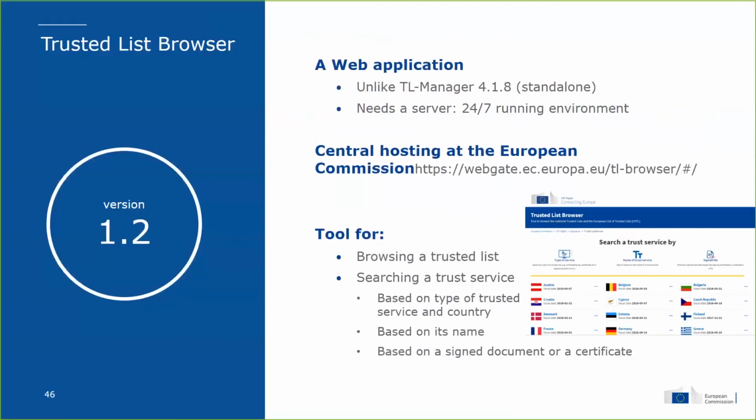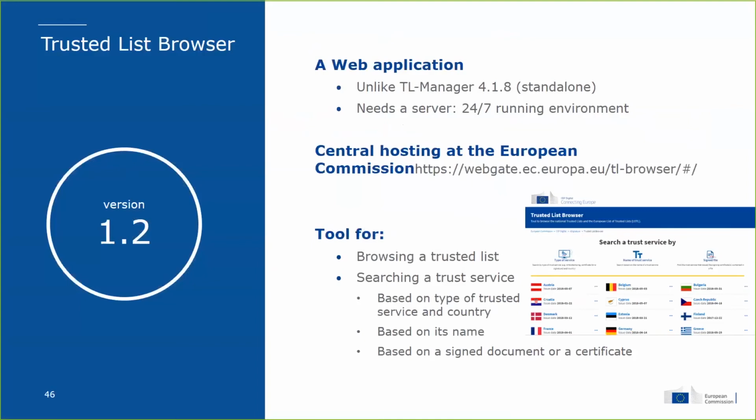That's it. A quick look at TL Browser and then the demo. As you know, TL Browser is a web application as well for the general public. You have the link there. It's for browsing trusted lists, but there is also a nice feature where you can search a trust service based on three different types of search.